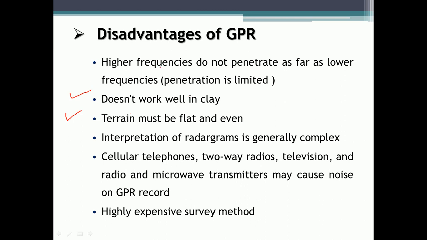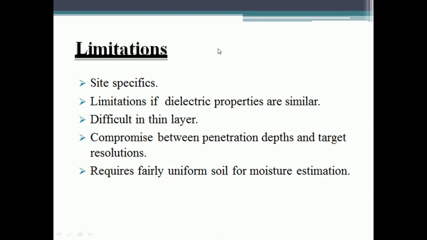and high frequency does not penetrate as far as lower frequencies. So there is a penetration limitation for this, and the interpretation of radargrams is generally very complex, and it is an expensive survey method. Compared to other techniques, we need the receiver unit, the transmitter unit, the display unit, and the power unit, so it is quite expensive. So these are all the site specifications.